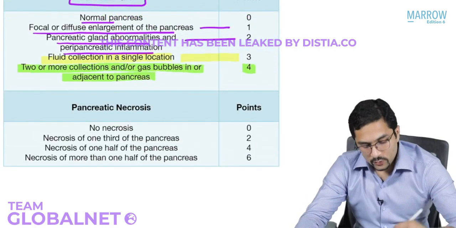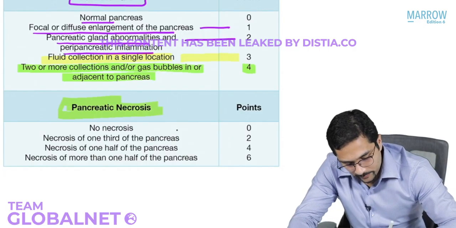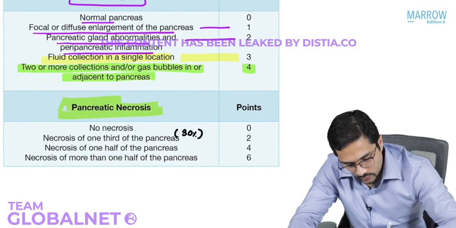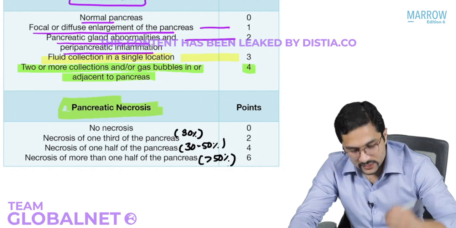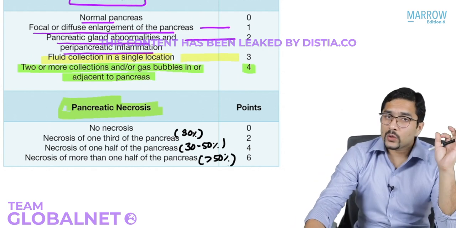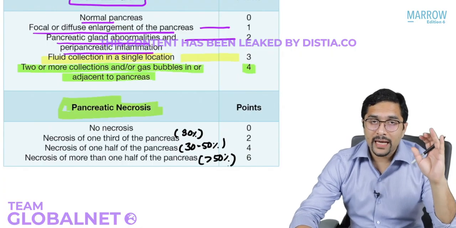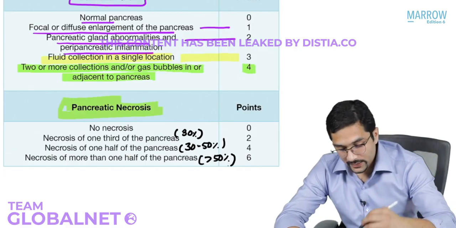In addition to this, you have to add the pancreatic necrosis score, and up till 30% is a score of 2. 30 to 50 is a score of 4, and more than 50% is a score of 6. Right? And when you add them up, you get a total score of 10. The maximum score is 10, and higher the score, more severe is the pancreatitis.